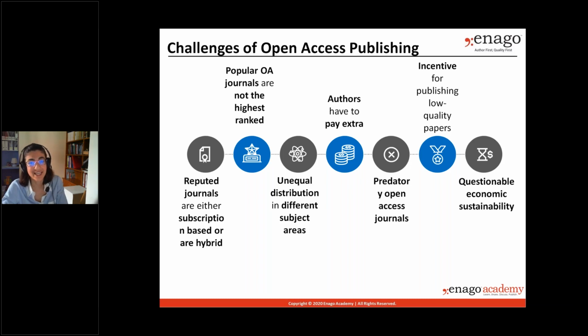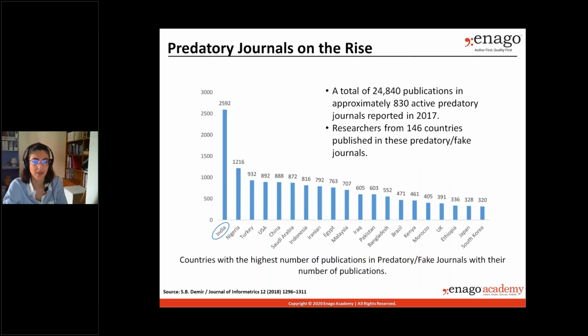This can create an incentive for publishing in lower quality papers. And of course, there's the issue of questionable economic sustainability, which we will see how it evolves in the years to come as open access becomes more and more established and used.